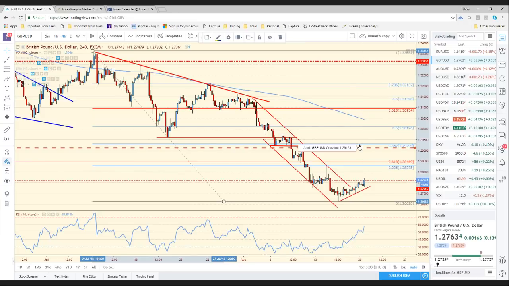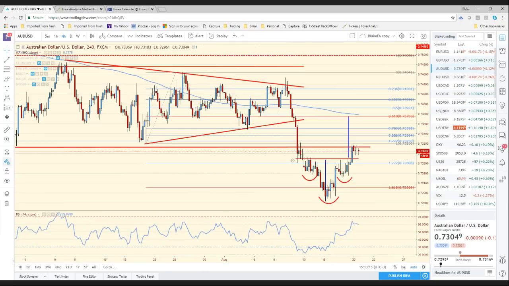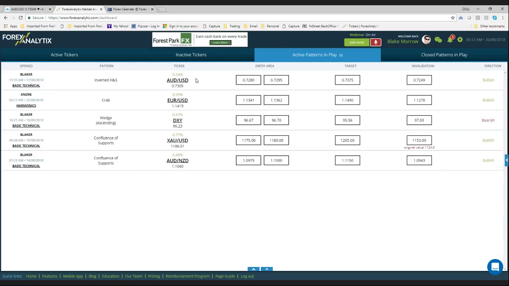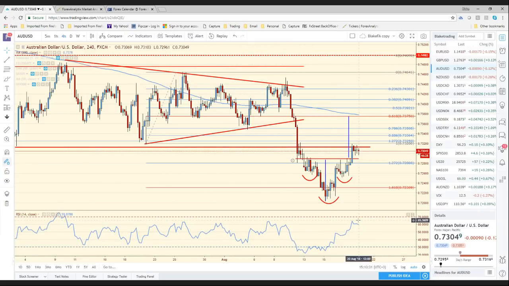Let's take a look at the Aussie. Let's get the Aussie out of the way. So Aussie has an inverted head and shoulders pattern. You can see it clearly. I actually had a pattern in play for the Aussie, established on Friday. It was Friday, late in the day, because we busted through the neckline here. And I did play it to the long side.